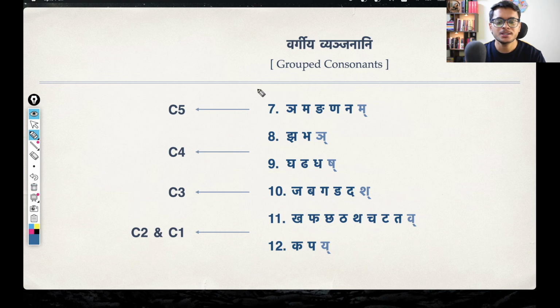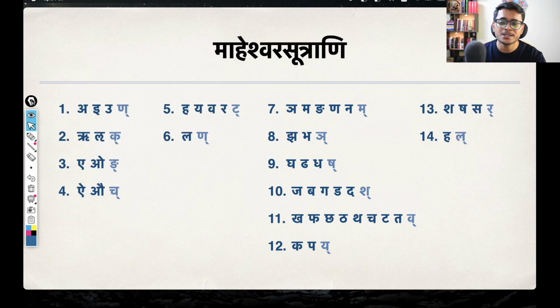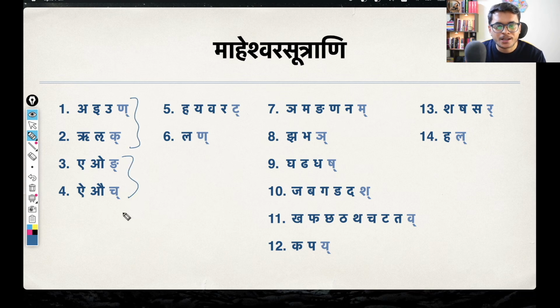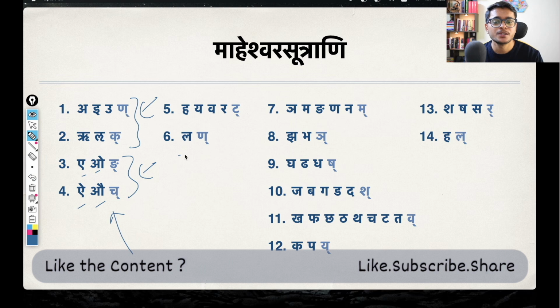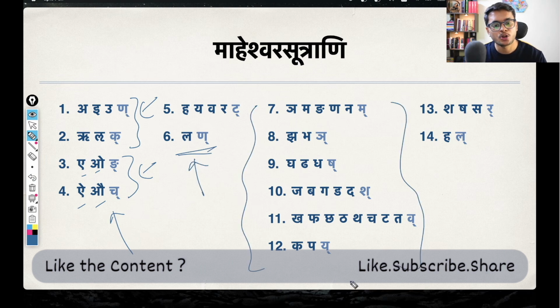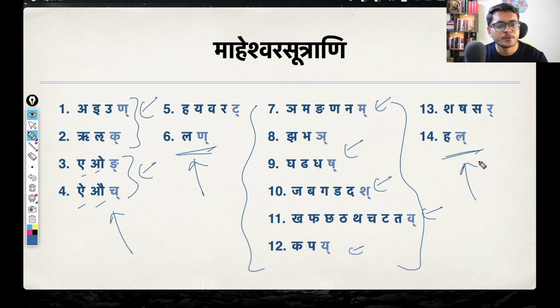Okay, so you can clearly see that within this grouped consonant also there is a unique arrangement: C5, C4, C3, C2, C1. Okay, I hope this is entirely clear. And now with this information, if you see this Maheshwar Sutra, this entire arrangement will not feel as random as it did before, because now you can clearly see that there are these simple vowels, then there are the diphthongs, a, o, i, o. So we start with these vowels and then we see these semi-vowels. And then we see all the vargiya consonants, all the grouped consonants. And then lastly, we see all the ushma vyanjana, all the sibilants.